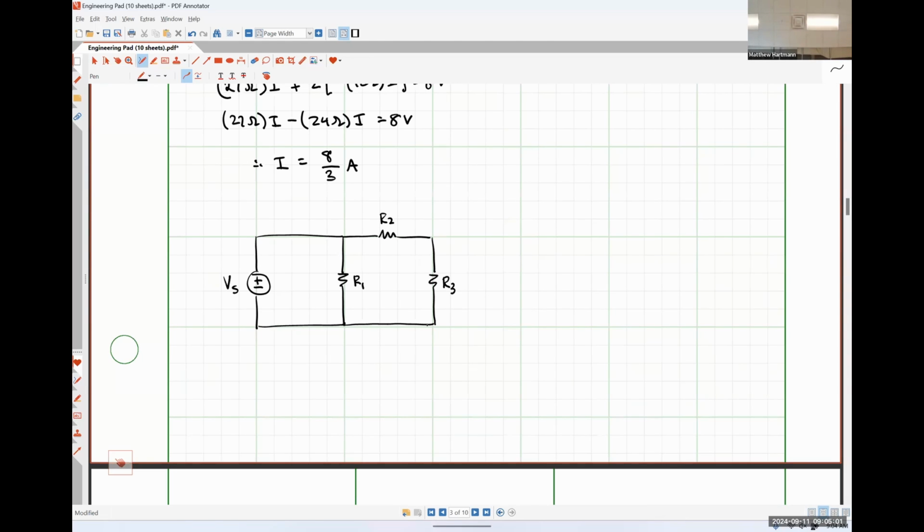So before we look at this, I want us to identify our nodes. Okay. So we're going to have a node here on the top left, a node here on the top right, and a node here on the bottom. So what can we say about how the source voltage Vs is connected to the resistor R1? Are they in parallel, series, or none of the above?